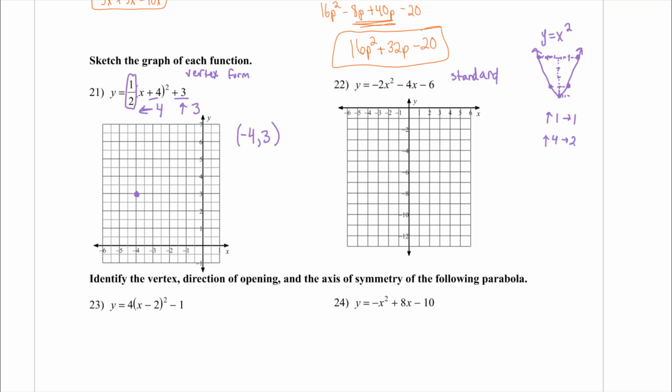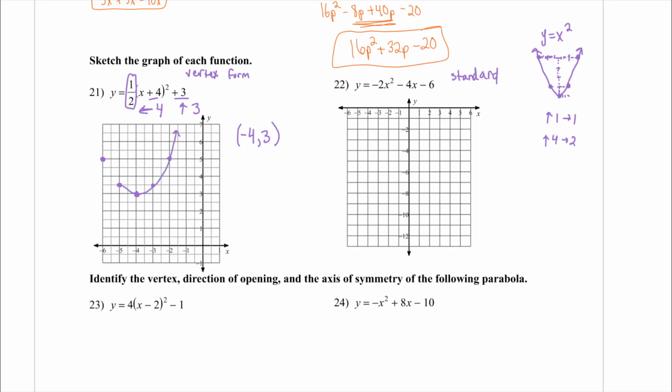So instead of going up 1 and out 1, I only want to go up half as far, but I still want to go out a whole unit. So I'm going to go out a whole unit, but only go up half as far as I normally would. And then instead of going up 4 and out 2, I need to go up half as much. So I'm going to go up 2, but still the same amount out. So out 2.